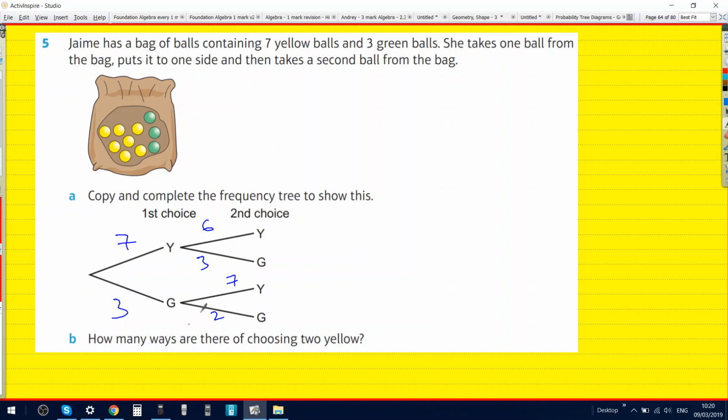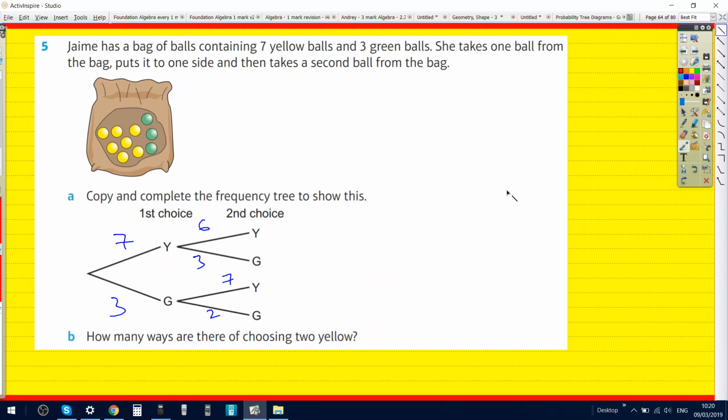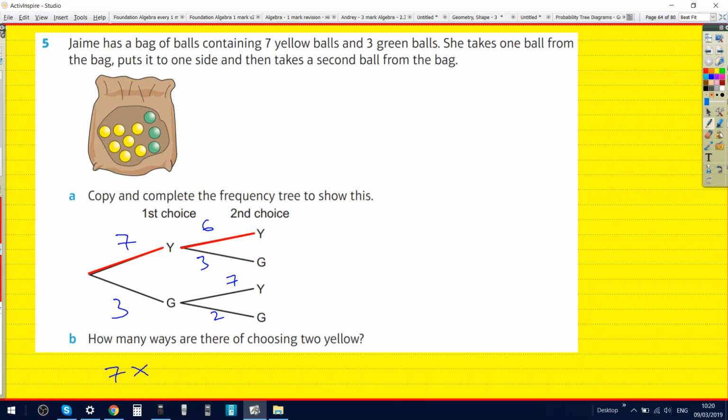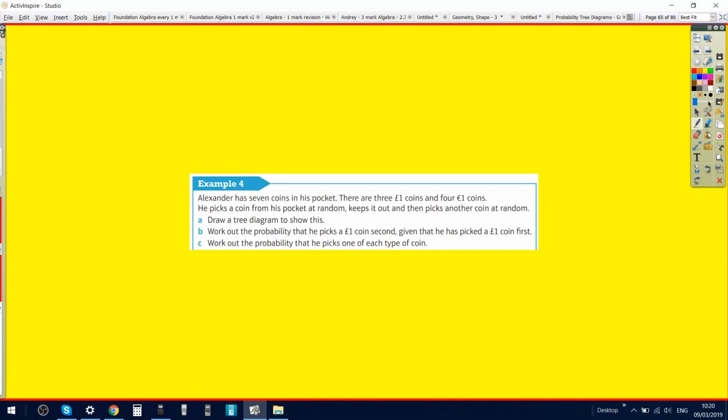Am I doing it the right way? So we got 10 in total. No. So how many different ways? Would it be 7 times 6? Yeah, so that would be 42. Well done. So if they'd put it back, it would be 7 times 7, but they didn't, and so it's 7 times only 6. Okay.